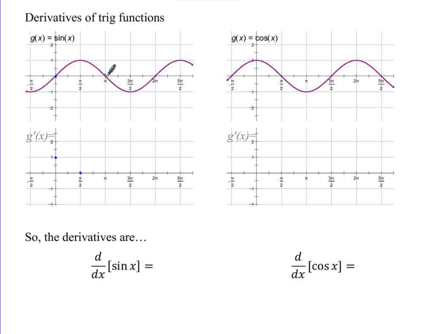Now back at pi, what would the slope of the tangent line there be? Looks like about negative 1. So here we are. And how about 3 pi over 2? 0 again, so here we are. And then finally at 2 pi, looks like about positive 1 again. And if I draw this graph, it looks like cosine. Okay? And in fact, the derivative of sine is cosine.